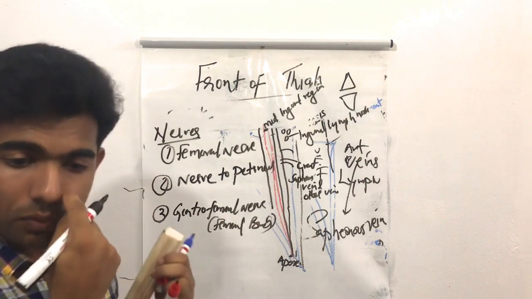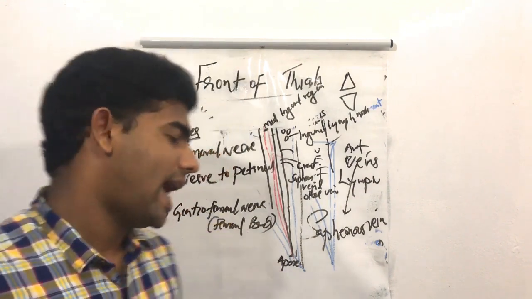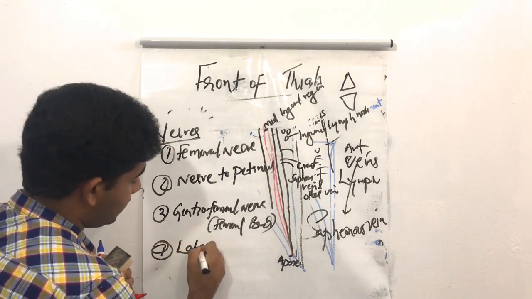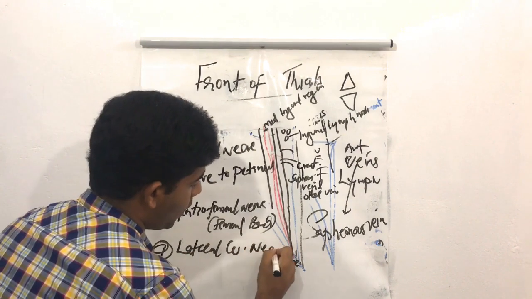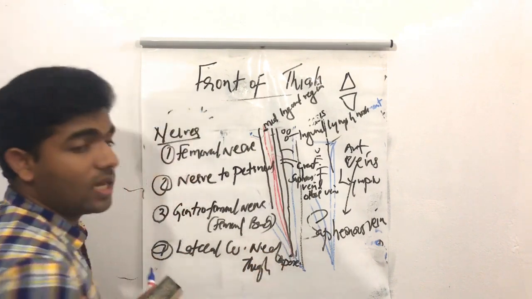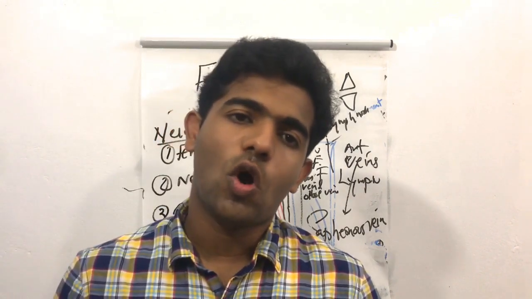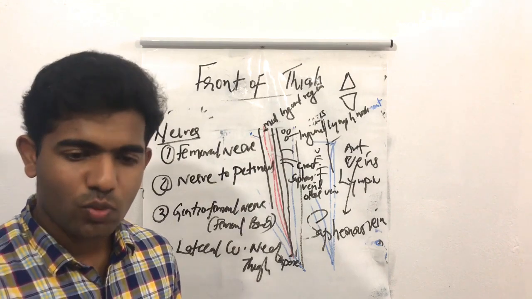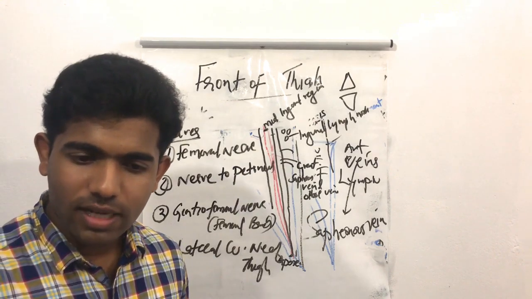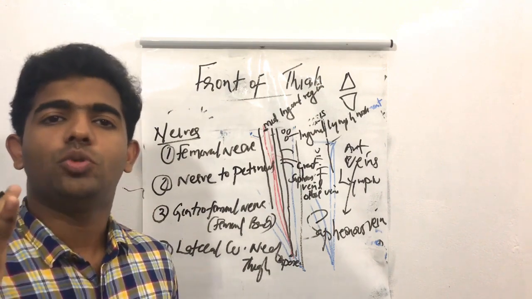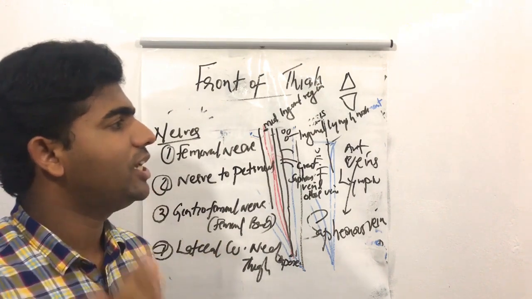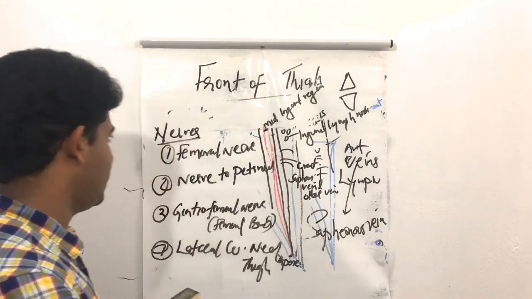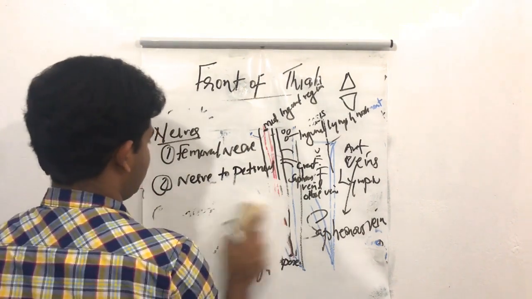Okay, femoral branch of genitofemoral nerve. And lateral cutaneous nerve of the thigh. So these are the nerves that are seen in the contents of a femoral triangle. That is a femoral nerve, nerve to pectineus muscle, femoral branch of genitofemoral nerve, and lateral cutaneous nerve of the thigh. Okay, that's all about the femoral triangle.